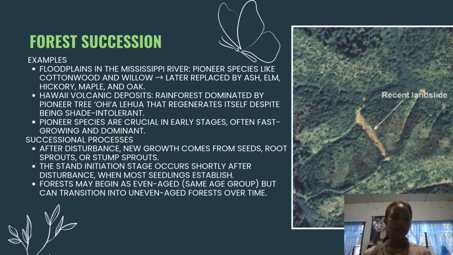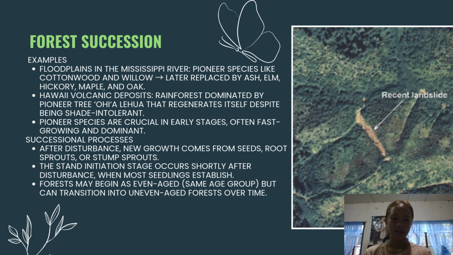For example, in the Mississippi floodplains, succession begins with fast-growing pioneer species like cottonwood and willow. These trees quickly establish after disturbance and prepare the site for later species such as elm, hickory, maple, and oak. On Hawaiian volcanic deposits, the pioneer tree Ohia lehua determines the early stage, regenerating itself despite being shade intolerant, showing how pioneers are vital in starting succession.